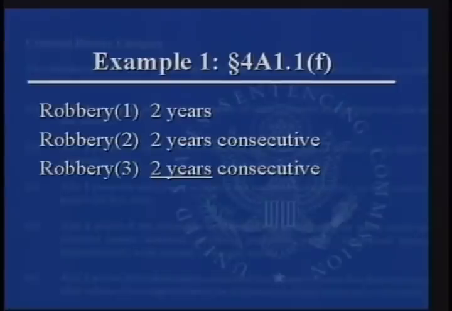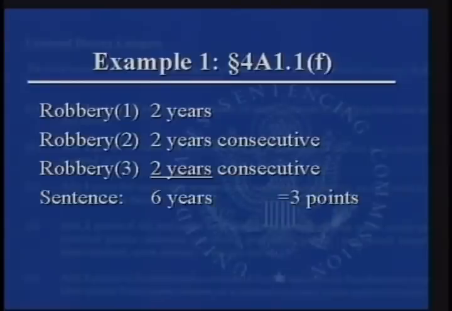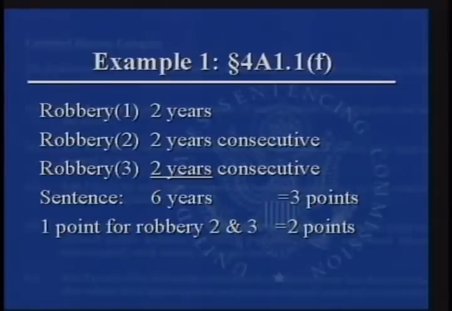So in this situation, we have 3 robbery convictions or sentences, again, prior sentences with 2 years imposed on each count, and you can see the second count and the third count have consecutive terms imposed. So the total amount of time imposed by this court would be 6 years. Well, you can assign 3 points to the first robbery conviction because it obviously exceeds 13 months, as Debbie had indicated earlier. So then we add an additional point for each of the second and third robbery for a total of 2 points. So the grand total in this situation would be 5 points.